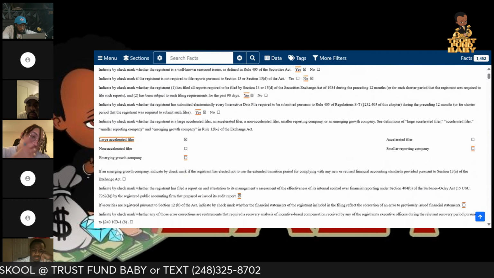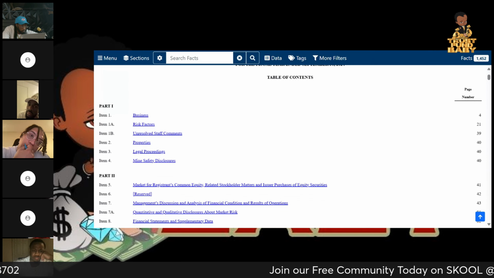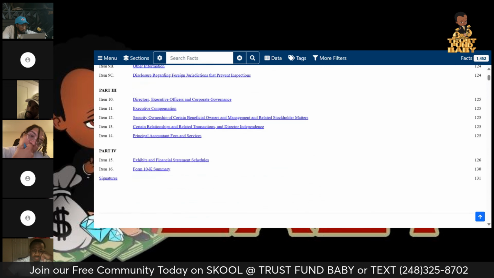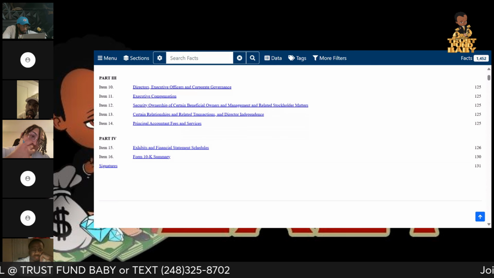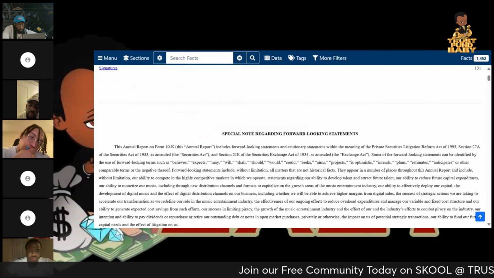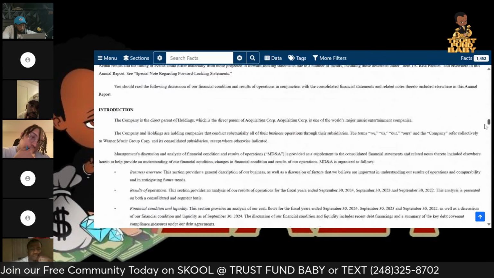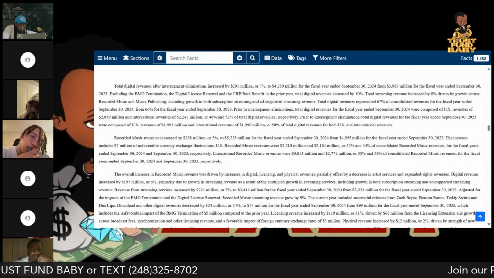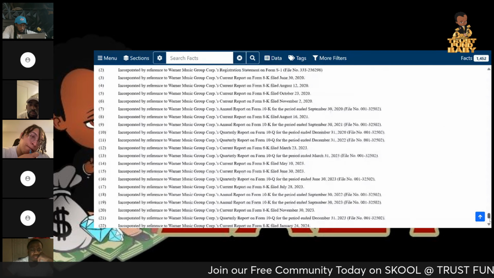NASDAQ, we got the trading symbol. So out of their 10-K annual report, table of contents, business, risk, unresolved legal proceedings, market. We're looking for parties, directors, executive officers. So in Part 3, Item 10, or we can just go down to Item 16. So Part 3, Item 10. Let's just go to the summary. I don't know if I'll scroll through this.